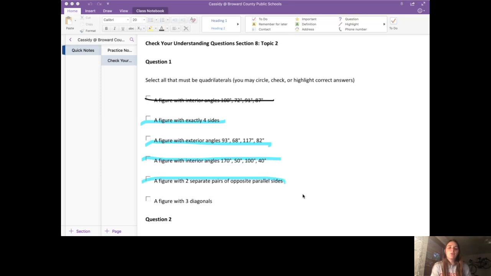And then lastly, a figure with 3 diagonals. When we look at a quadrilateral, I'm just going to draw a basic one here. How many diagonals does it have? Diagonals connect opposite vertices. If we connect these opposite vertices, there's no other way to connect them. There are only 2 diagonals in a quadrilateral. So a figure with 3 diagonals is not going to be a quadrilateral, because quadrilaterals only have 2. All right, moving on.